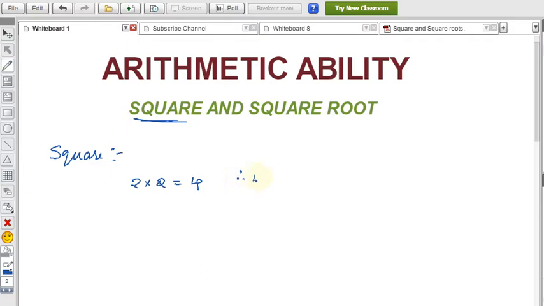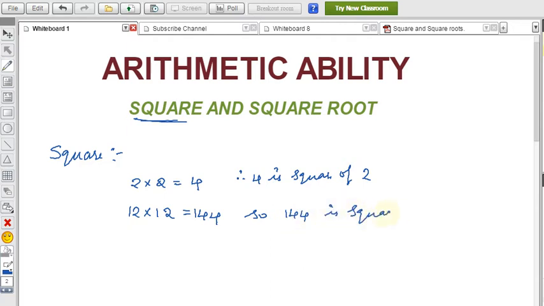Therefore, 4 is the square of that particular 2. Any number you can multiply by itself. 12 is a number, multiplied by itself, that is 144. So 144 is the square of the number 12. 4 into 4 is 16. So when you multiply a number by itself, you get the square. That particular result is the square of the given number which you took to multiply by itself.